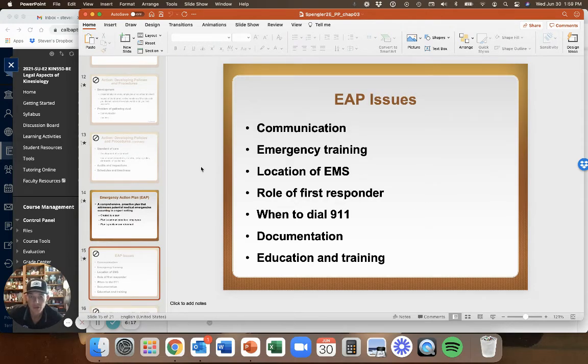So some issues to address in the action plan: communication. Employees should know who to communicate with to get emergency systems activated right away. Going through the emergency training, we did several trainings at our facility, and we did it every semester with new staff and even returning staff. Location of EMS, that could be an AED machine as well. Role of the first responders. So what do you do as the first responder in your facility, or what should your employees do? When to call 911. Documentation, education, and training. So these are all things to address in your EAP assessment.